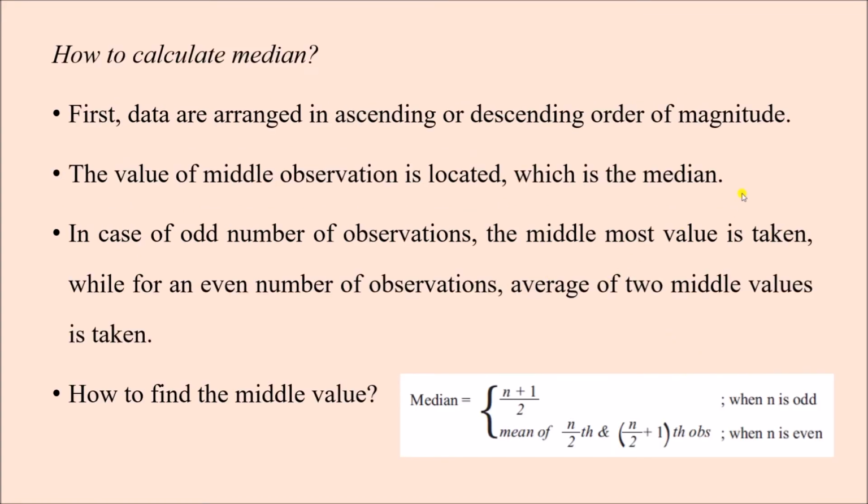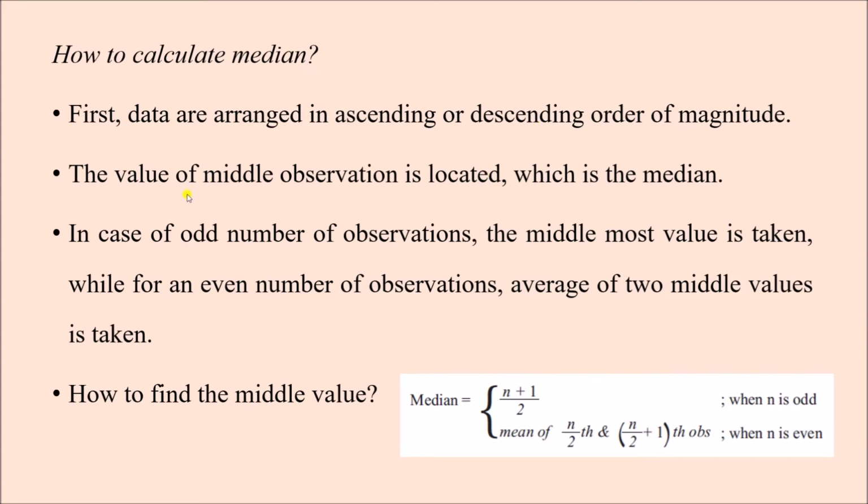How to calculate median? First, data are arranged in descending or ascending order of magnitude. Now this is very important, and I have seen many students making this particular mistake, and because of that their answer is always wrong and they do not get the 5 or 10 marks that they can easily get if they do the calculation correctly. So first step is always arrange the data in ascending or descending order, that means either in increasing order or decreasing order of magnitude. This is the first step and the most important step.